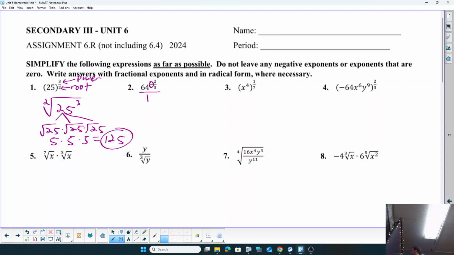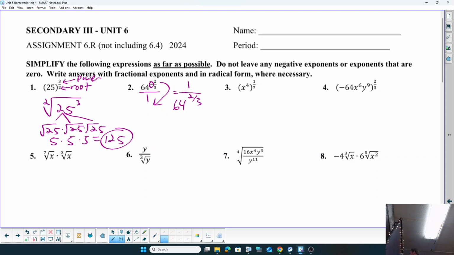Ooh, remember what the negative does? So you write it over 1, and then you bring it down. So it's actually 1 over 64 to the positive 2/3. So 1 over 64, because you got to bring the negative, bring it down, make the exponent positive. Pause me, try it on your own.